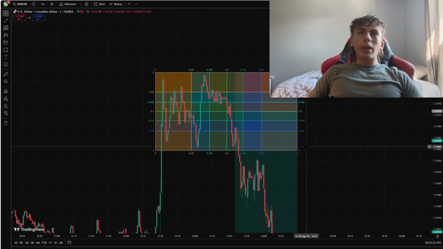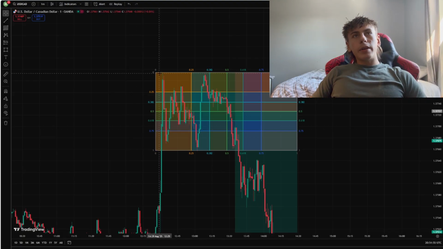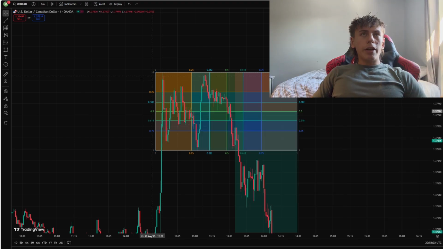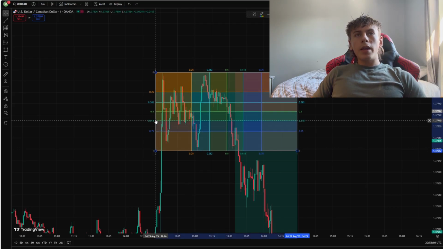So let's start with something simple, which is equilibrium. I explained to you guys what equilibrium is. I will probably pop it up on the screen right here. Basically, equilibrium is the 50% mark between a sweep high and a sweep low. As you can see, I have it marked out. The 50% mark is right here, and usually price likes to enter into this point and go in whatever direction it wants to. So that was number 1, equilibrium.